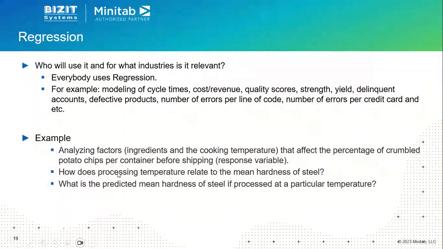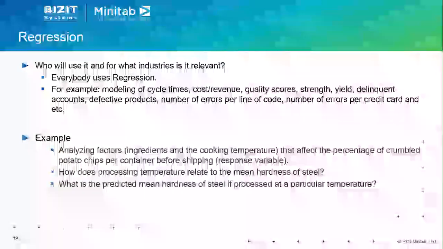For example here, maybe you want to see how the processing temperature relates to the mean hardness of the steel. What is the predicted mean hardness of the steel if the process runs at a particular temperature? At this temperature, what happens to your strength? What happens to your yield? That is a what-if situation, and regression is one of the methods that can help you get the answer.